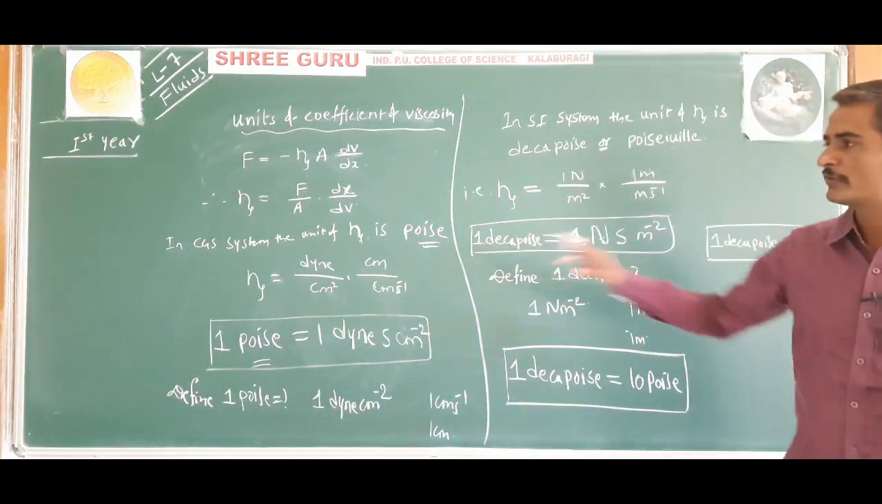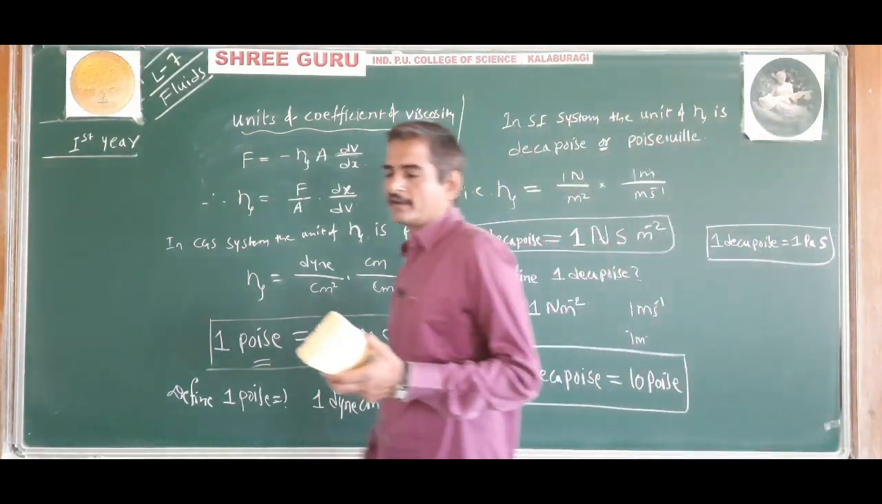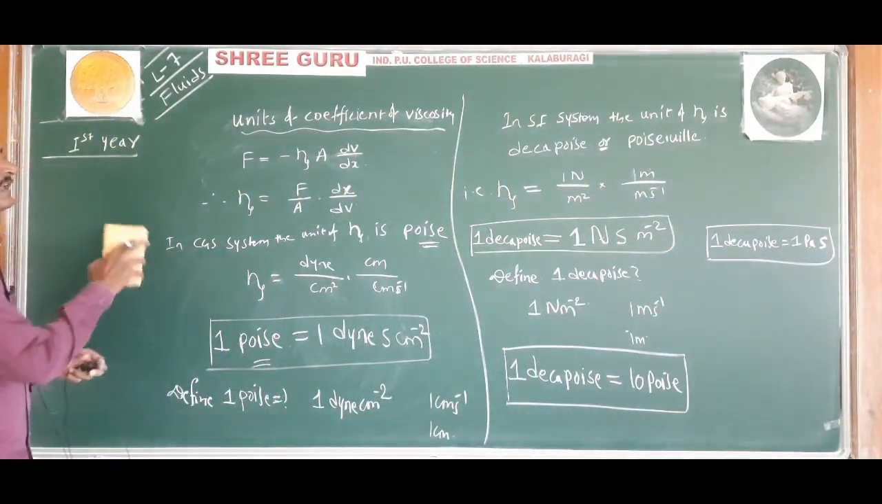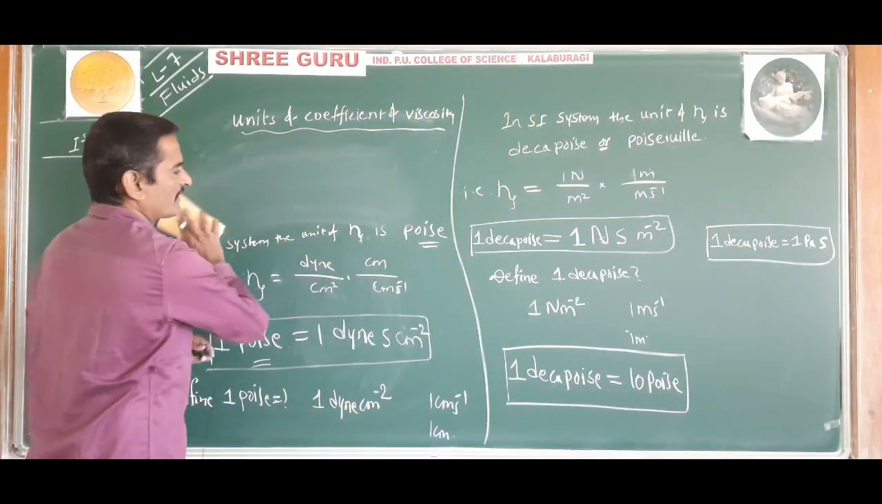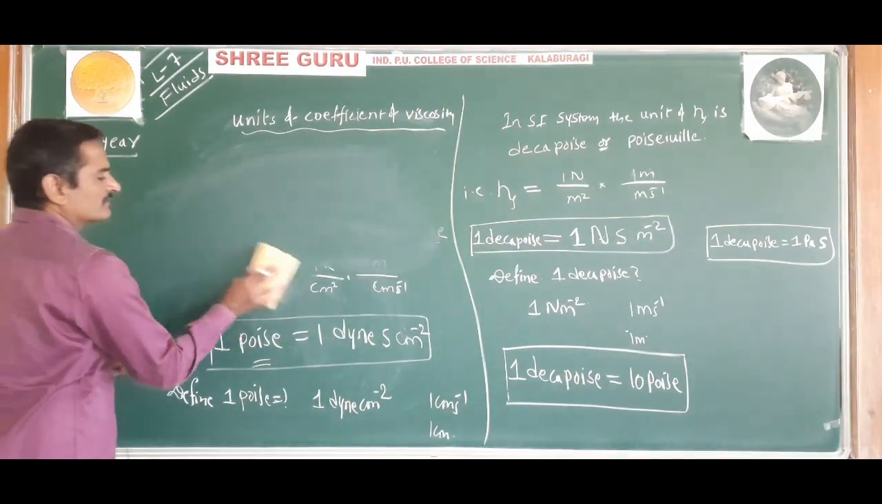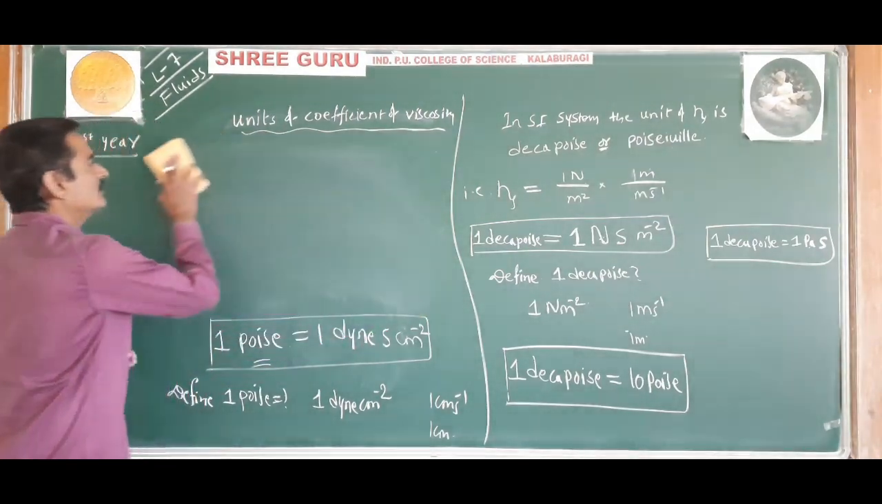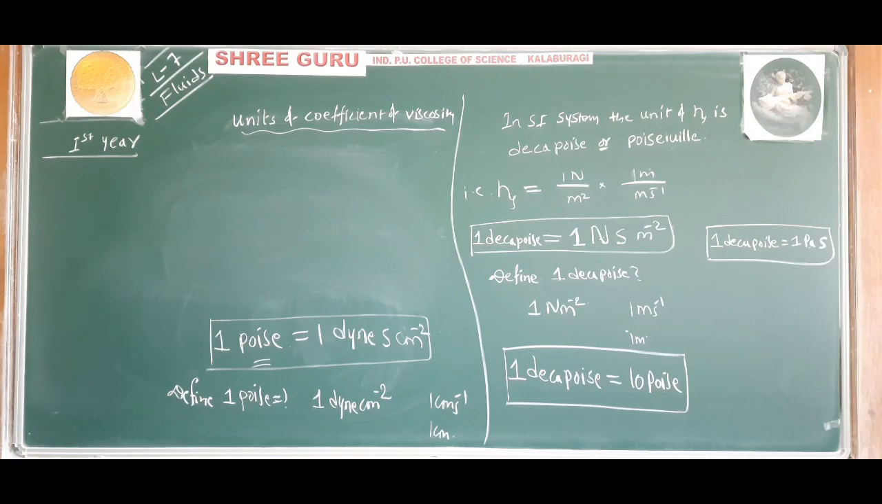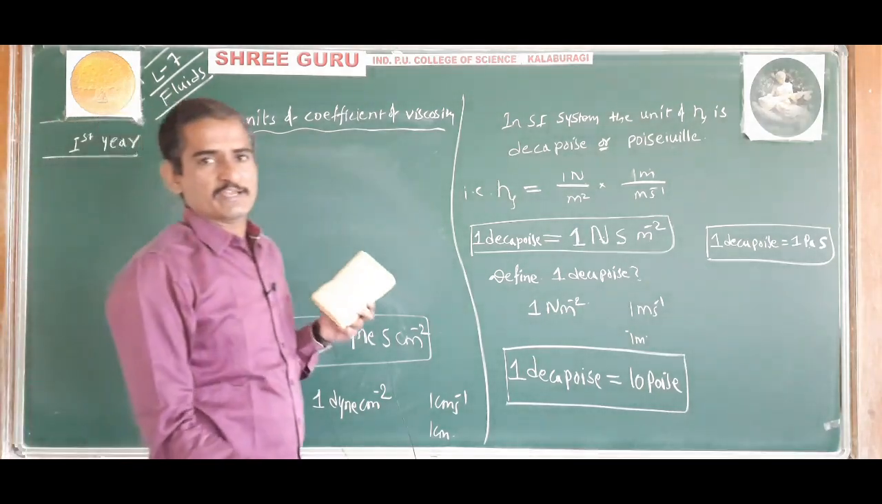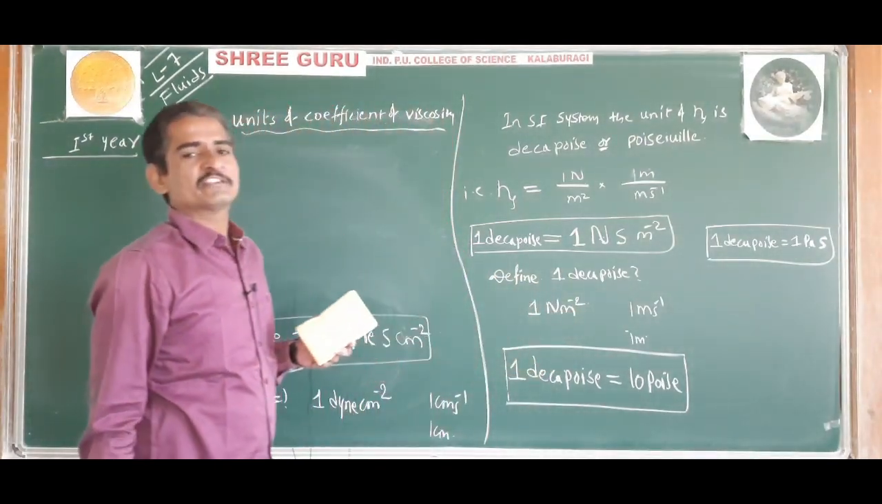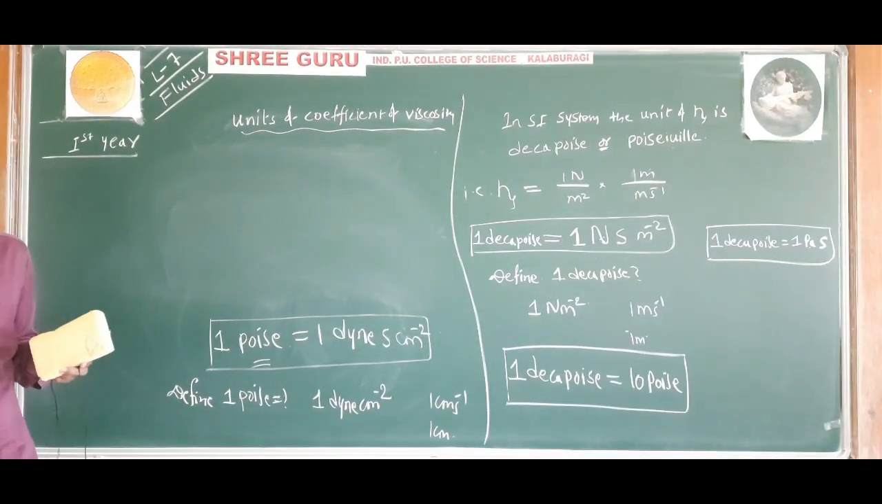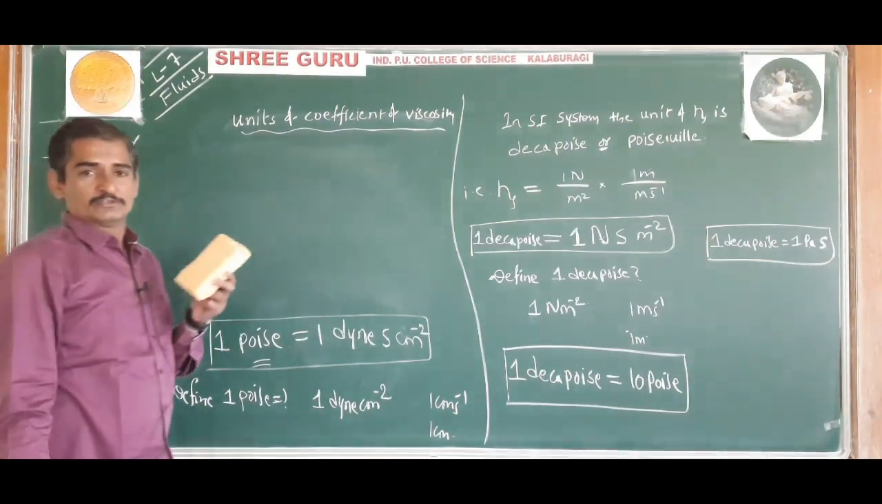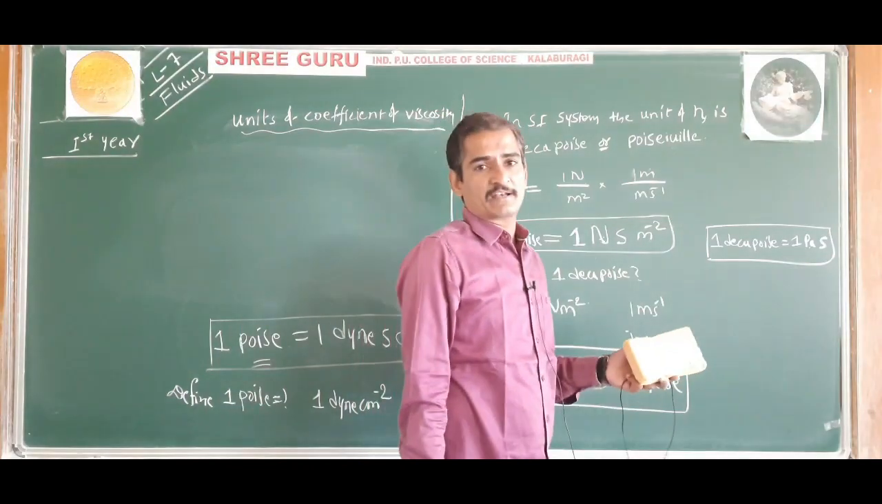Understood? CGS unit, SI unit, and they will ask questions related to this many times for 1 mark. They once asked what is the SI unit of coefficient of viscosity, and many of the students wrote the answer as Poise. So is Poise correct or is decapoise correct?